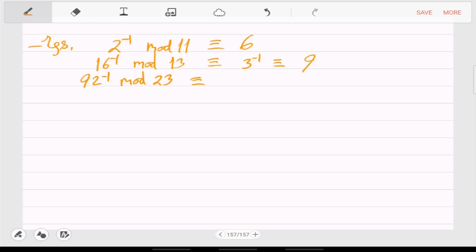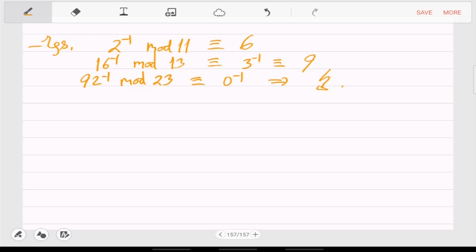Okay, what is 92 inverse mod 23? Will it exist? Yes or no? Who says no? Why? Exactly. So 92 is 0. And as you know, division by 0 is never allowed. So this doesn't exist. So you should reduce by the modulus, which will make it equal to 0, and then you ask for the inverse. That doesn't exist.